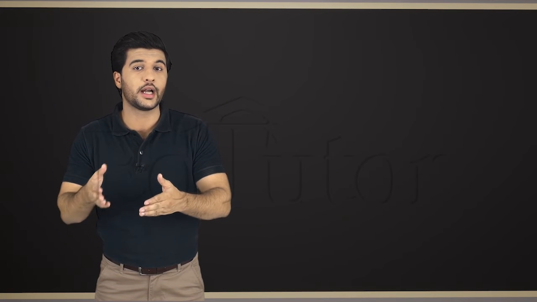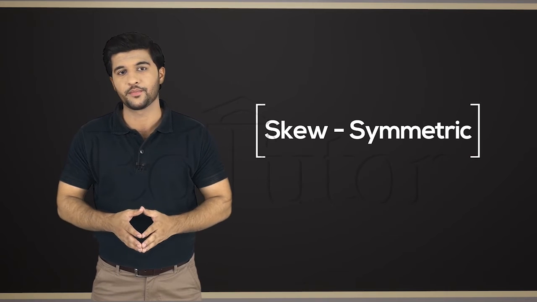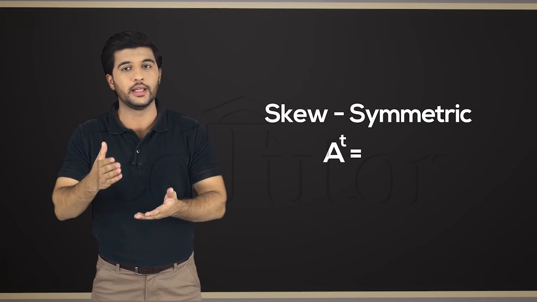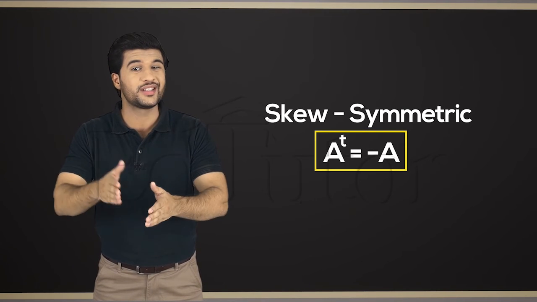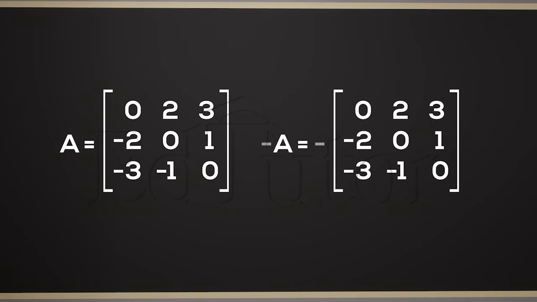There is another kind of symmetric matrix called the skew-symmetric. This type is valid if this A transpose equals -A condition you see on your screen holds true. Basically, it's the same as a symmetric matrix, but instead of A, we have the negative of A here. Let's look at it through an example.